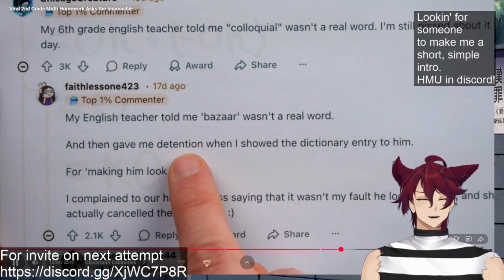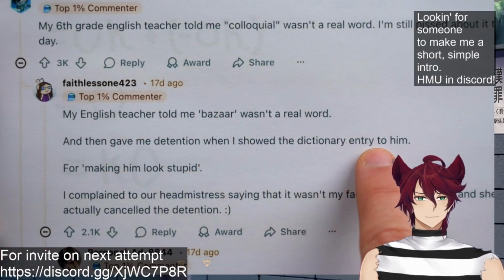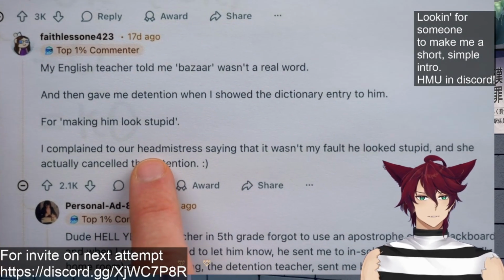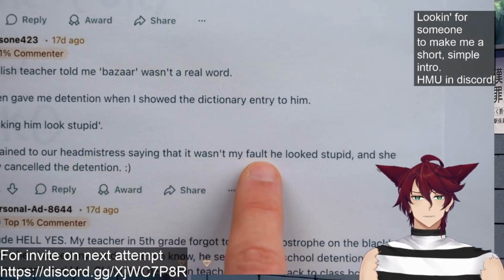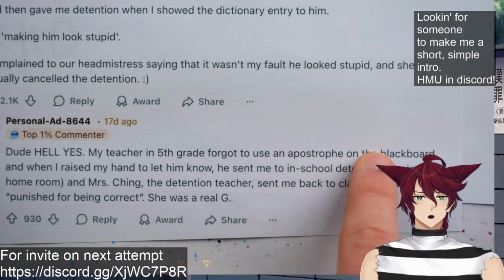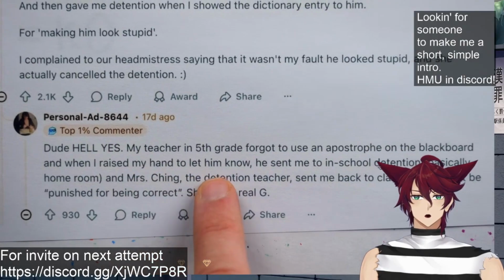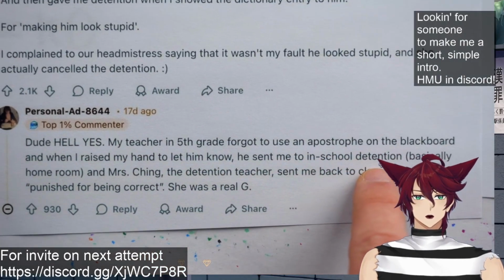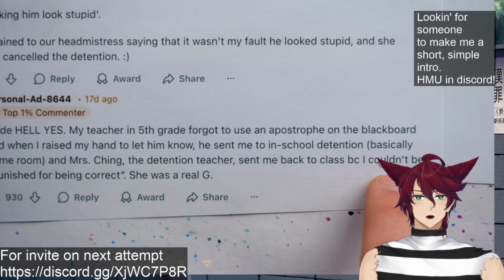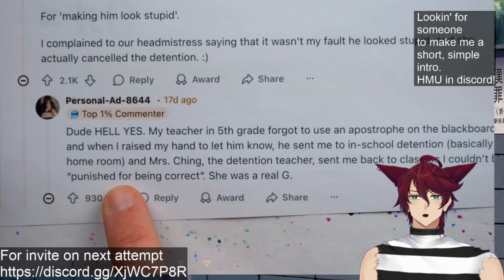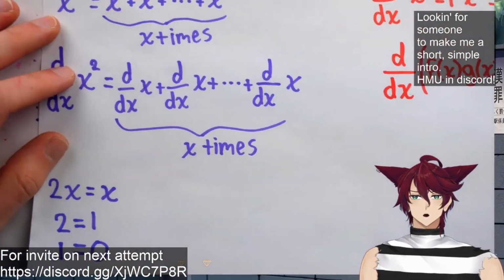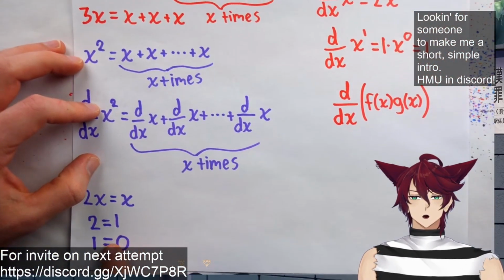"...word, and then gave me detention when I showed the dictionary entry to him." At least good ending here, the detention was canceled once she explained to the headmistress that it wasn't her fault that the teacher looked stupid. "My teacher in 5th grade forgot to use an apostrophe on the blackboard, and when I raised my hand to let him know, he sent me to in-school detention." This person also got a small amount of justice by being sent back to class because they couldn't be punished for being correct. Man, with teachers like that out there, maybe someone actually is teaching that 0 equals 1.